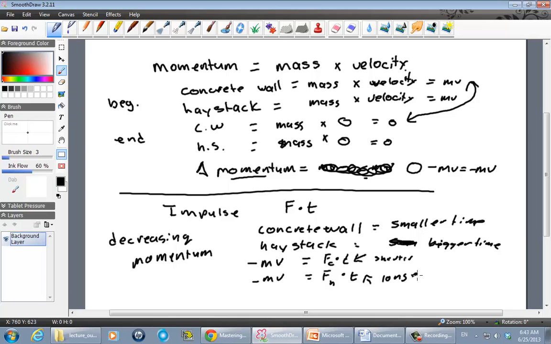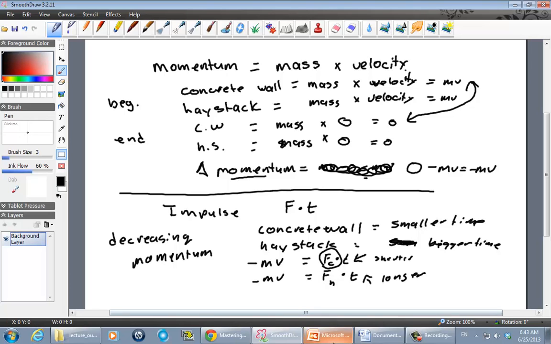But since the change in momentum is the same for both of them, then if this is smaller, this has to be bigger. If this is bigger, this has to be smaller, because their product is the same. So if we have a shorter time, then our force is bigger. If we have a longer time, our force is smaller. Well, what does that mean in terms of our car? With our car, if we have a bigger force when we're hitting the concrete wall, then we have that bigger force being applied to our car, which means that the car is going to crumple, whereas with the haystack, we have a smaller force.